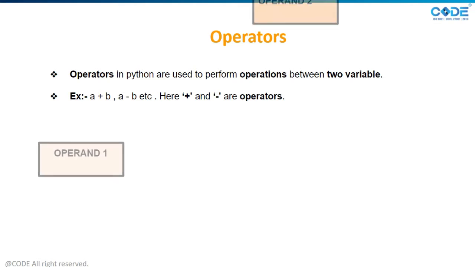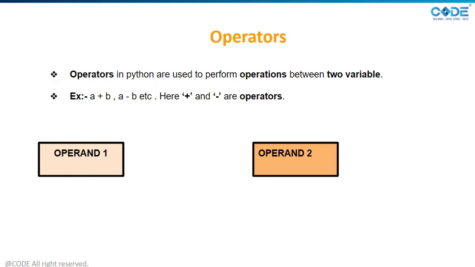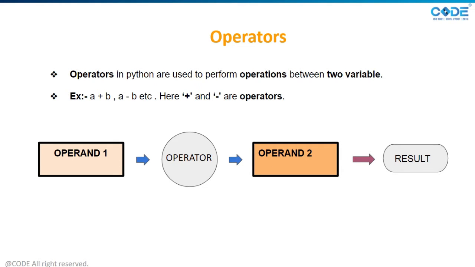Now move ahead. Now we can call the operator as a special symbol that is used to manipulate operands. Now you must be wondering what is operand. So the values we use in an operation are known as operands. These operands can be variables or any other data we have in Python. So let us take an example. Here we have two operands, operand 1 and operand 2. Now when we add operator between them, it gives result according to the type of operator.